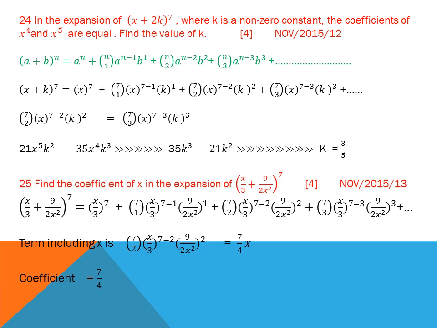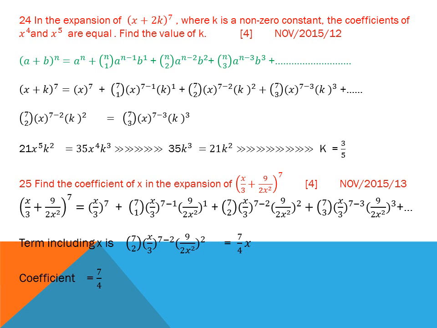In question number 24, in the expansion of x plus 2k power 7, where k is a non-zero constant, the coefficients of x4 and x5 are equal. It means we need the coefficients of x4 and x5. We expand this formula. A is equal to x and b is equal to k. A power 7, it means x power 7 plus 7c1, x power 6 k, x power 5 k square plus x power 4 k cube. We only need x4 and x5 here. In term number 3 x5, in term number 4 x4 here.